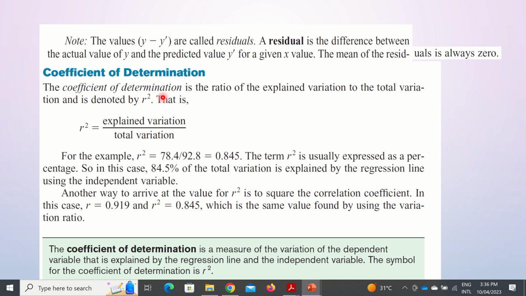Now what is the coefficient of determination? You see, a specific part of the total variation is being explained. So how much fraction of the total variation is being explained?